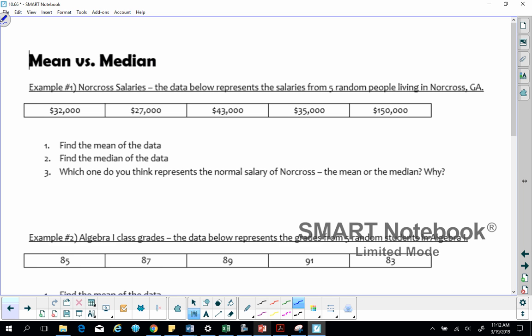Did anyone find the mean yet? It's 57,400. Beautiful. 57,400 is my mean. How do you find the median? Put it in order and find the middle one. You can put it in order, least to greatest, or remember, you can still use your calculator. What do you end up getting? Did anyone get the median?